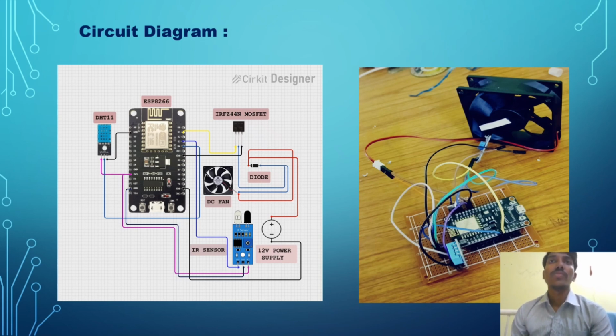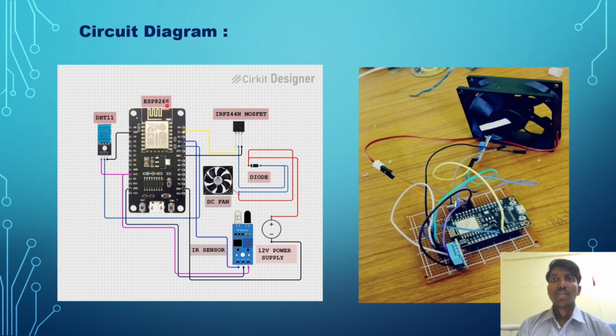Now I am explaining the circuit diagram in my project. Here you can see we used an ESP8266 microcontroller. There are 30 pins. We used one data pin, and we connect the DHT11 out pin with D4 of the microcontroller, the positive pin with 3 volts, and the negative pin connected to common ground.